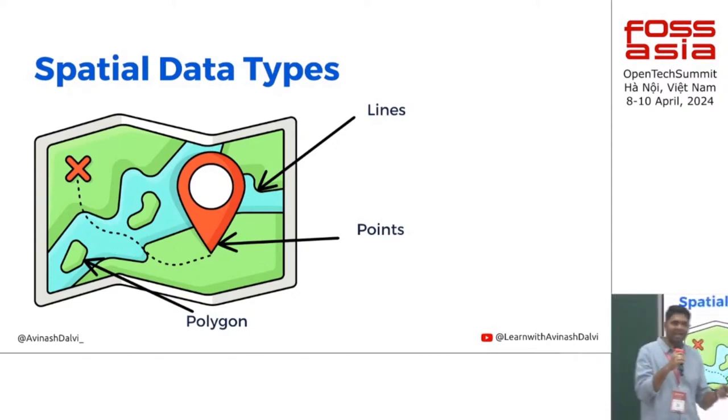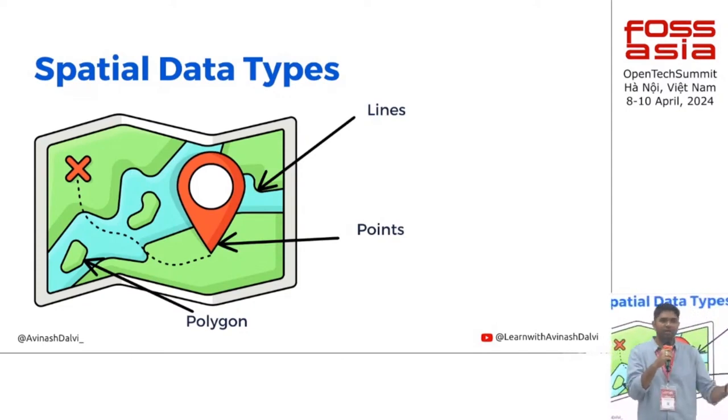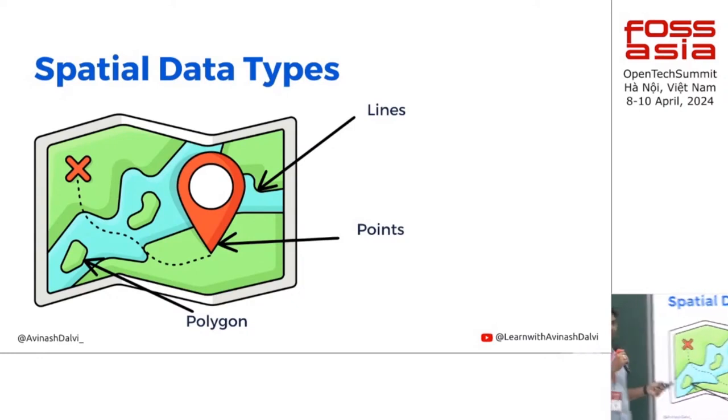Most of the time land will be a polygon, a road will be a line object, and your meter number or any water pipe will be points. So this is an example of the data types that come in GIS.